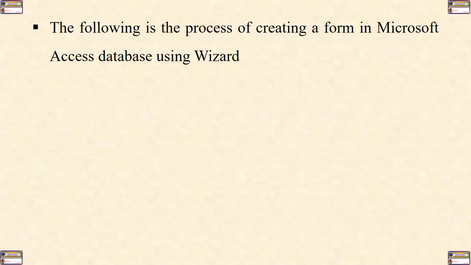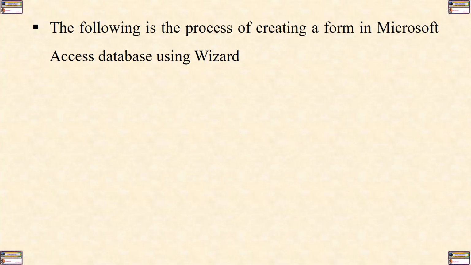The following is therefore the process of creating a form in Microsoft Access database using Wizard. Now, when it comes to creating forms, it is always good to make use of a wizard, after which you can make modifications, do editing, and even formatting as need be. Instead of designing a form from scratch, you can just create a form using a wizard, and then you can format it or customize it to fit your interests and your needs. So how do you create a form using Wizard?